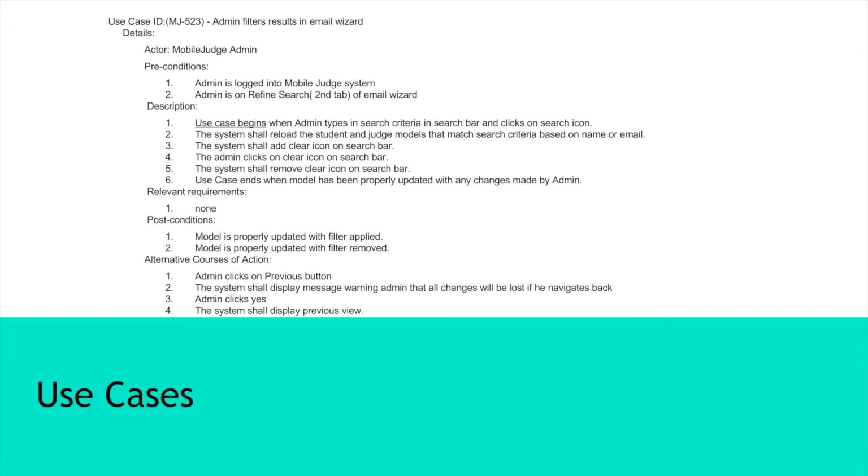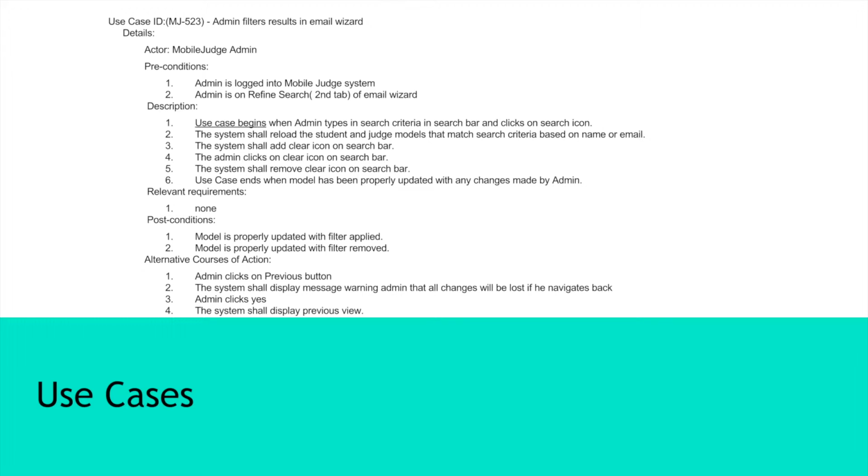Our next use case is admin filters results in email wizard. Our preconditions are that the admin has to be logged into the MobileJudge system, and the admin is on the refined search, which is the second tab of the email wizard. The use case begins when the admin types in search criteria in the search bar and clicks on the search icon. The system shall reload the student and judge model that match the search criteria based on name or email.